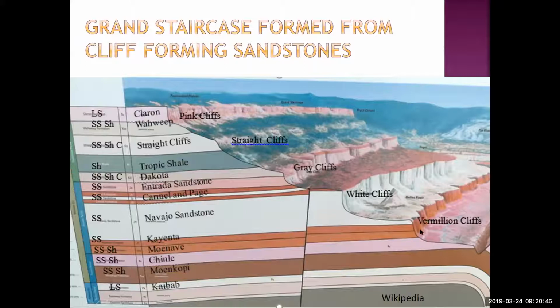So here's this series of cliffs that formed, and here's the Vermilion Cliffs that we just looked at down here. Then you have the White Cliffs, Gray Cliffs, Straight Cliffs. So these are all what are called cliff-forming units, meaning they don't erode very easily, and so they stand up as cliffs. And here you can see the different formations that extend across the Colorado Plateau. Many of them are sandstones, but you also have some limestones, such as the Pink Cliffs at the top. That's what forms Bryce Canyon National Park.